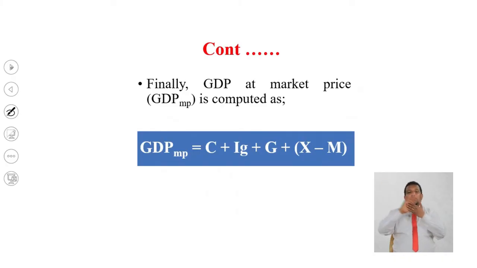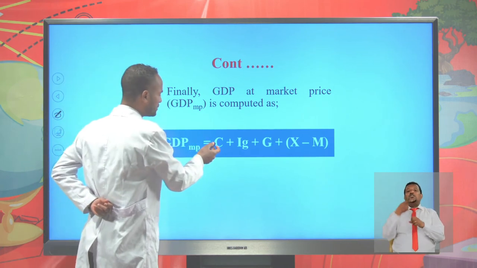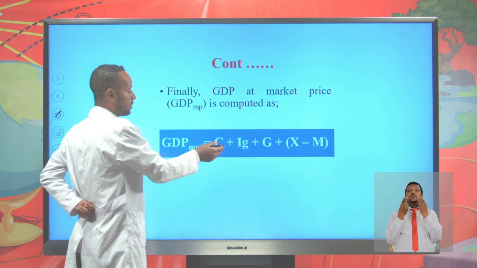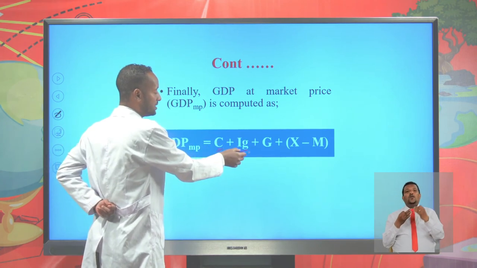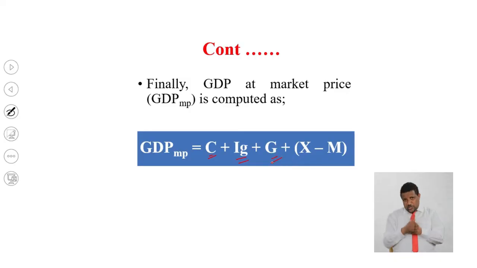Finally, using the expenditure approach, GDP is measured by adding all consumption expenditures made by households, all the gross domestic private investment, government expenditure, and net export, which will give you the GDP at market price.